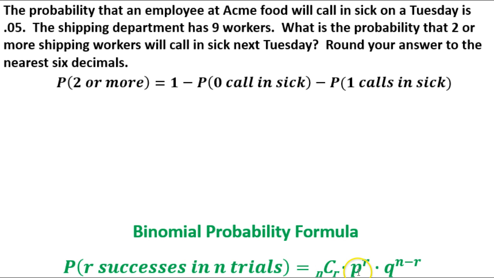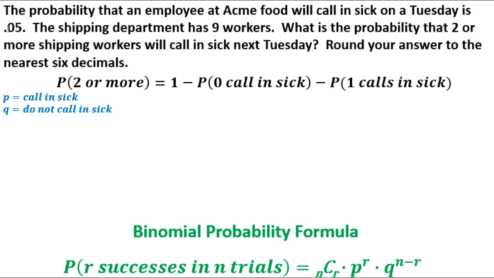We have a combination here. We've got P's, Q's, N, and R's. Let's identify what these P's and Q's are first. P is the probability that someone is actually going to call in sick. This is the probability of success, because we know what that percentage is. It's 0.05. And Q would be the probability that they do not call in sick, which is 1 minus this, so it would be 0.95 probability that they will not call in sick.